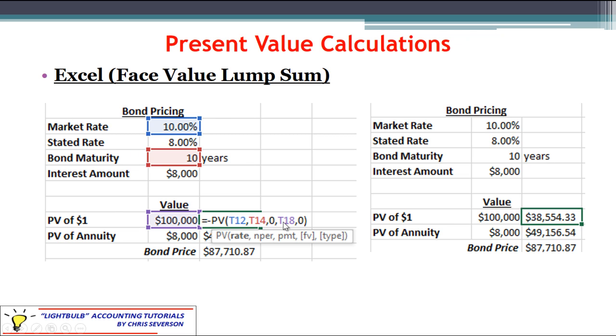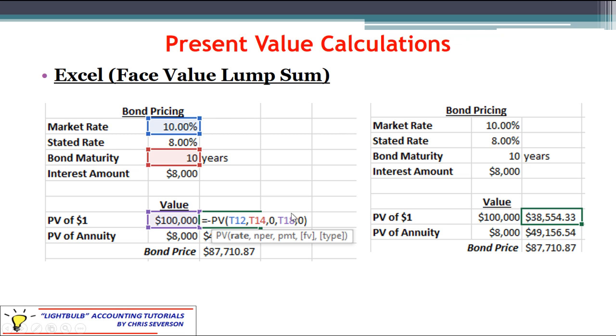T18 is our future value, and that's actually this $100,000. We're trying to find the present value of that future amount. Now the type, this is not so important. It's really when we're talking about annuities more than anything. I just put in 0 for an ordinary amount. When you type that in Excel, it'll give you a little prompt as to what that is. For the present value of $1, we're going to use 0.